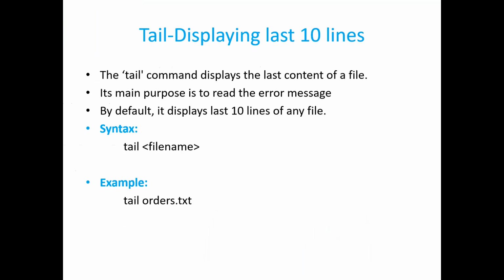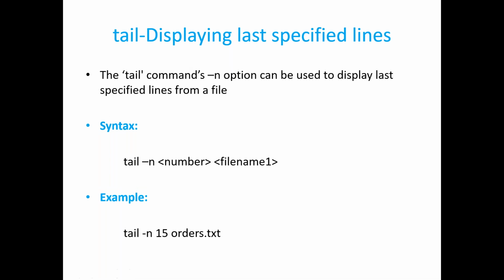So we have seen how to use the tail command, and the tail command will display the last 10 lines of a file by default. If you wanted to see the last 15 lines from a file, you can just say -n and the number 15. That should display the last 15 lines from a file.